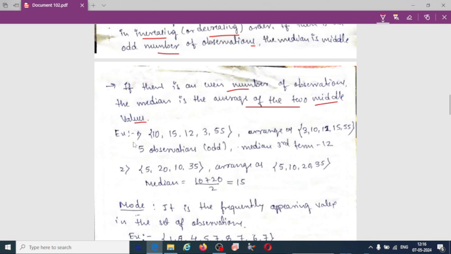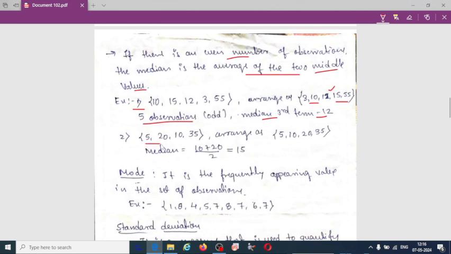So let us take an example. For odd numbers, here 5 numbers are there. First you should write either in increasing or decreasing order. So 3, 10, 12, 15, 55. So 5 observations. Median will be what? For odd numbers, the middle value, that is 12. If there are even numbers, here 4 numbers are there. If you write in the increasing order, median is given by what? These two middle values. So 10, average of these two values, 10 plus 20 by 2, 15.